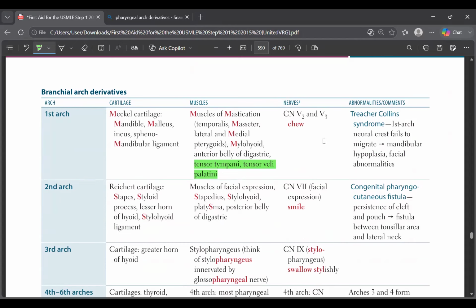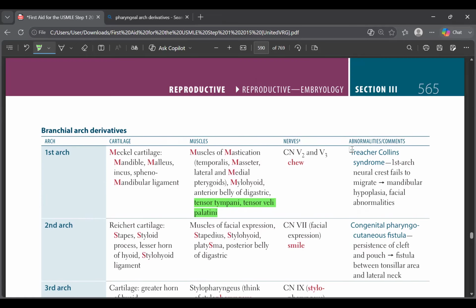So they've written only two of them, and it is used for chewing. And the abnormality is called Treacher-Collins syndrome.